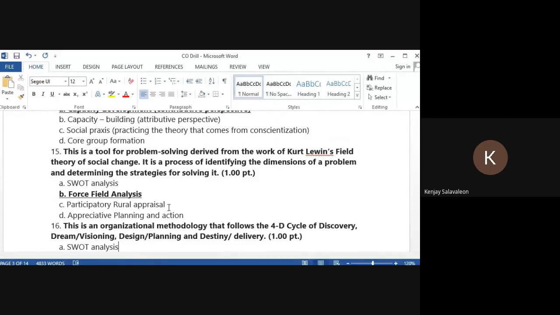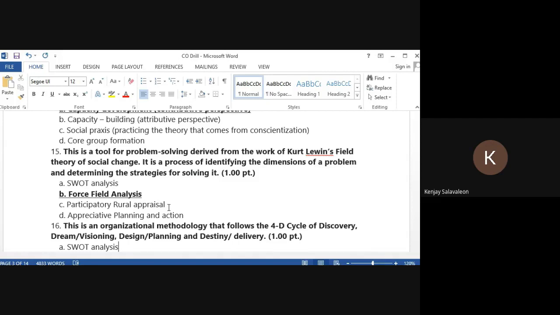SWOT analysis or strengths, weaknesses, opportunities, and threats. SWOT is basically you are looking into strengths and weaknesses. It is internal. Opportunities and threats are external na mga elements.